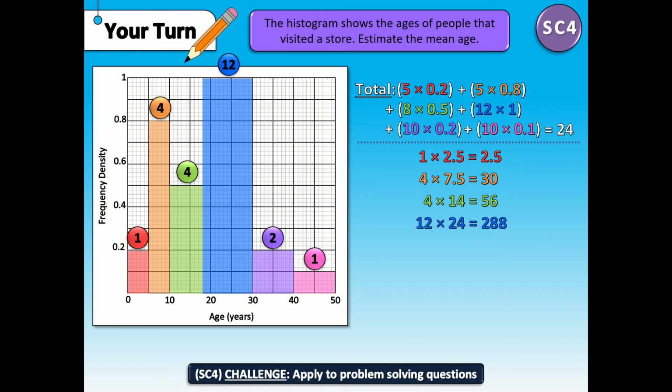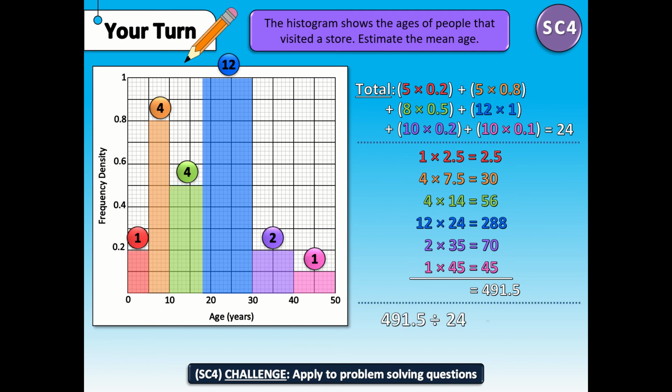12 times 24 is 288. 2 times 35 is 70. And 1 times 45 is 45. So that's a total of 491.5. So we divide that by how many people there are. So the average is 20.48.